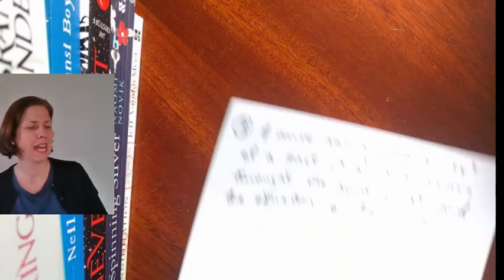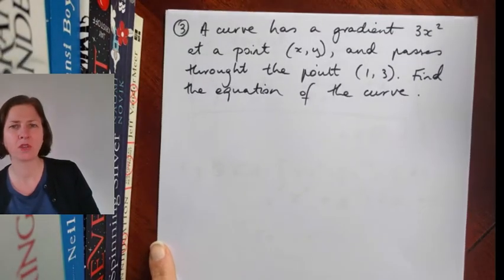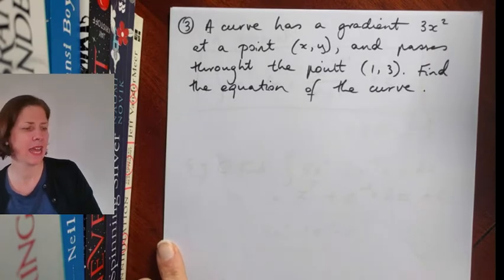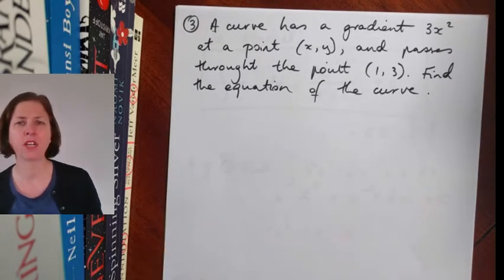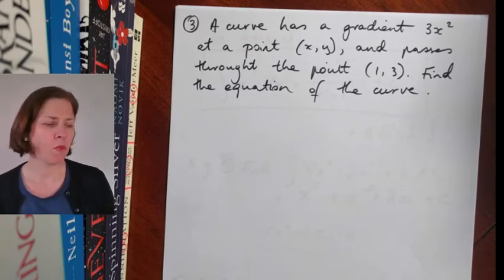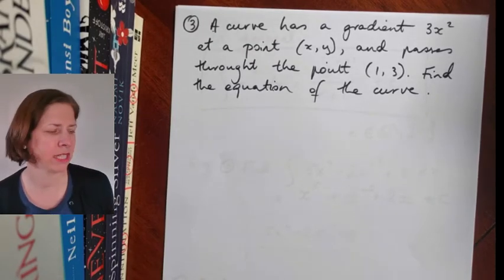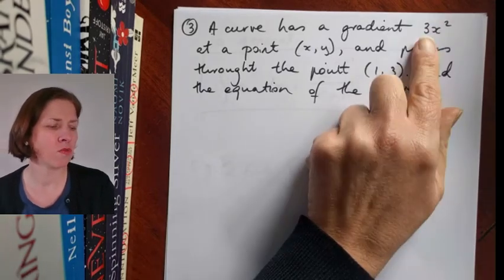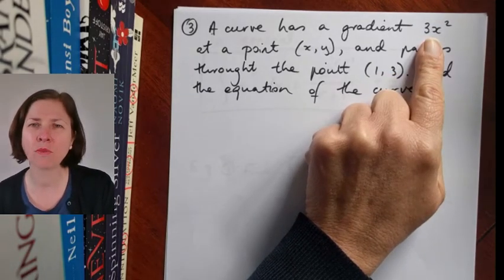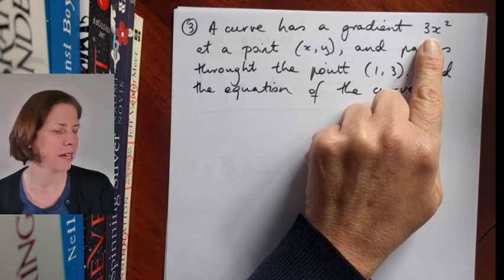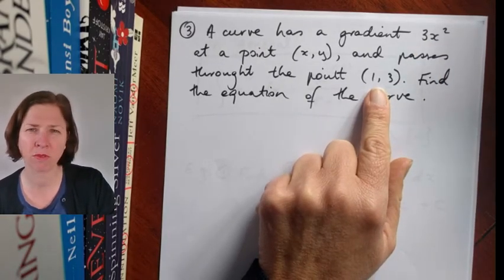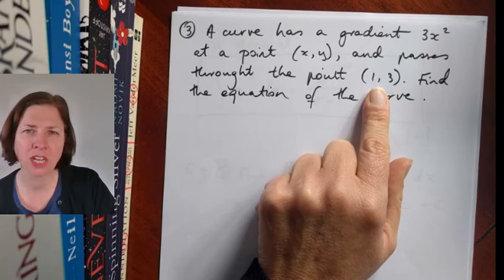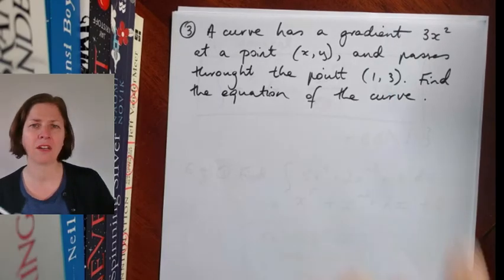A curve has a gradient of 3x squared at a point (x, y) and passes through the point (1, 3). Find the equation of the curve. So what we're really told here, we've got to interpret this question, is we're told the gradient is 3x squared. In other words, that's the derivative. And I'm also told that the original curve passes through the point (1, 3). So I've got more information in this question than I usually have.